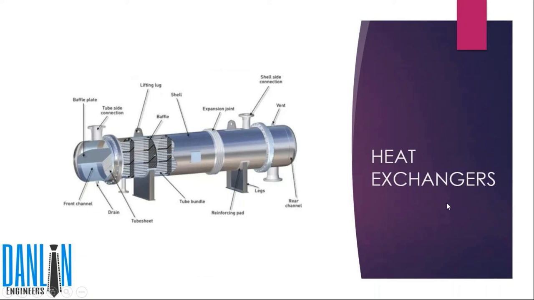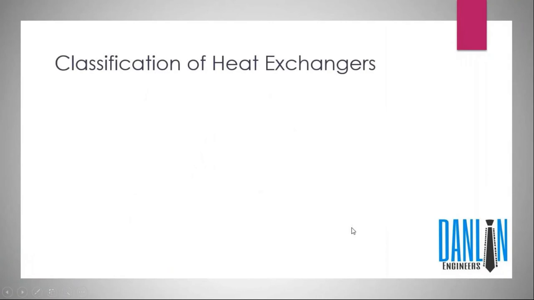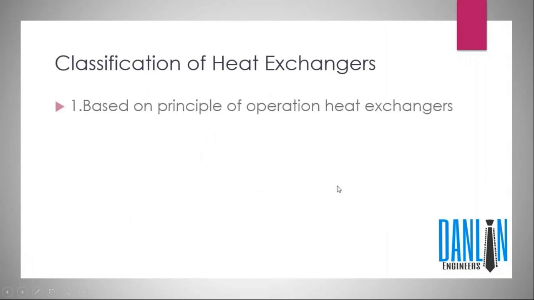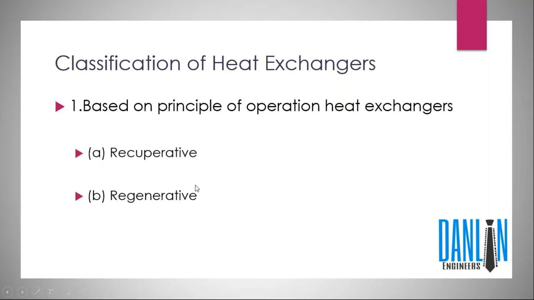This is a shell and tube exchanger, just an image I kept. Now the classification of heat exchangers is based on many things. Based on the principle of operation, there are three categories we can consider. I am going to explain the definitions. They are recuperative, regenerative and direct contact.